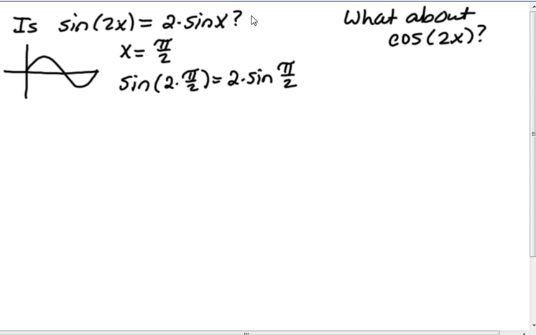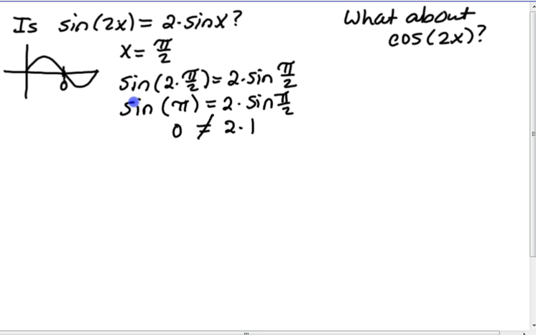So let's just look at an example. If x is pi over 2, we know that sine of pi over 2 is equal to 1. We also know that 2 times pi over 2 is pi. So in other words, is the sine of pi equal to 2 sine of pi over 2? Well, sine of pi is 0. So this is saying 0 is 2 times 1. Clearly not. So we know that sine of 2x and 2 sine of x are not equivalent to each other. All it takes is one example to show that that's not true.